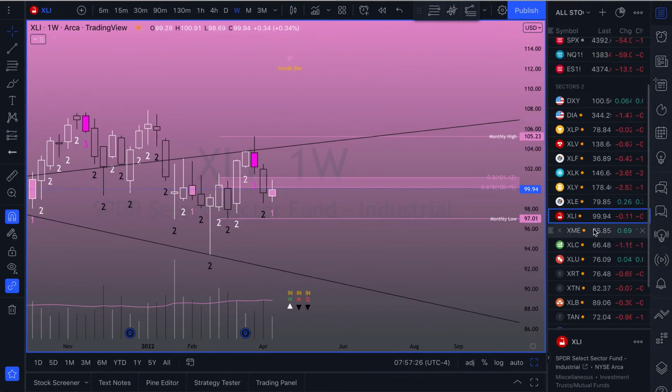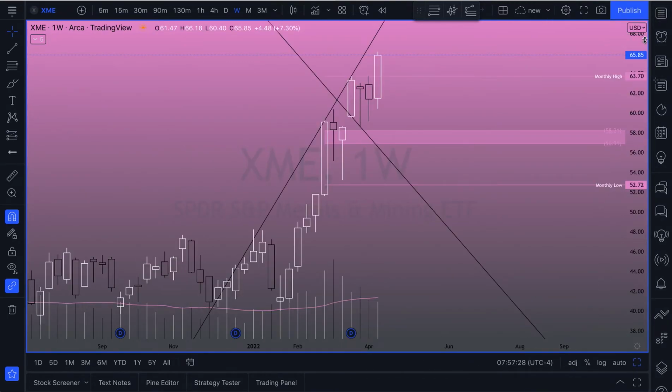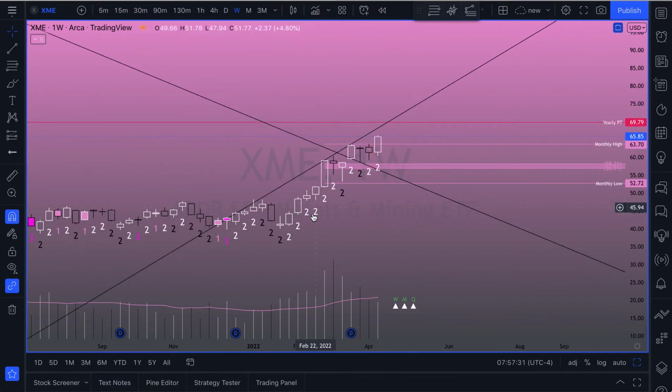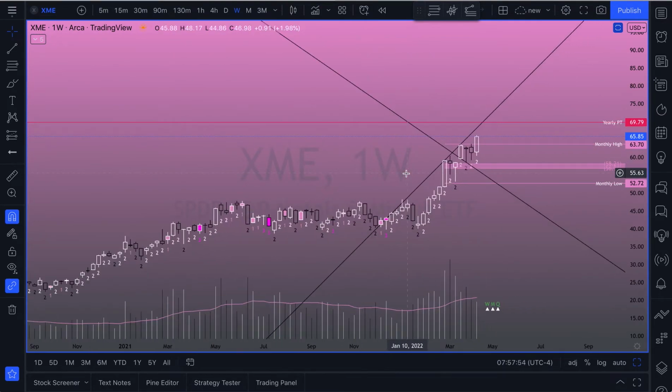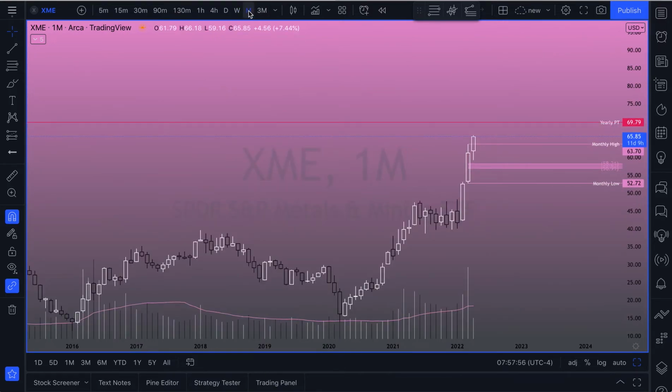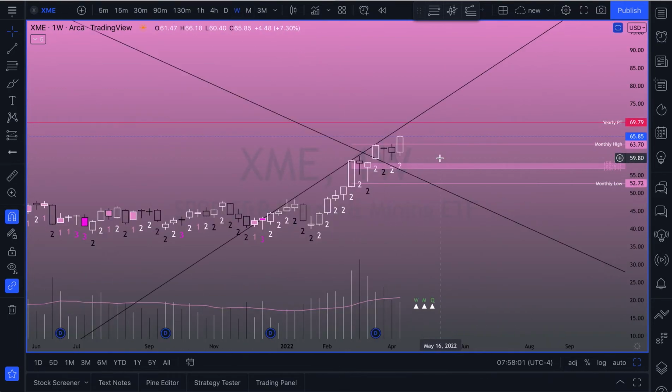Next, XME. XME also triggered on a yearly, so I have a yearly PT of 69.79. Of course, that can hit before the end of the year. Bounced off the 50% of the previous month. All time frames are moving up. So we just want to watch and see how it reacts in this area. So it's continuation up. It already reversed for a 2-2 up and it's continuing. So let's see how metals continue to play out. The monthly did trigger 2 up, so that is in play. So that is where price wants to go. Just got to let it do its thing.